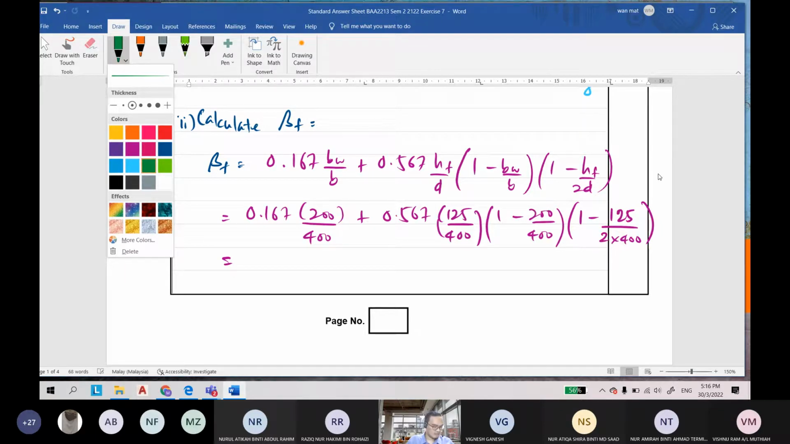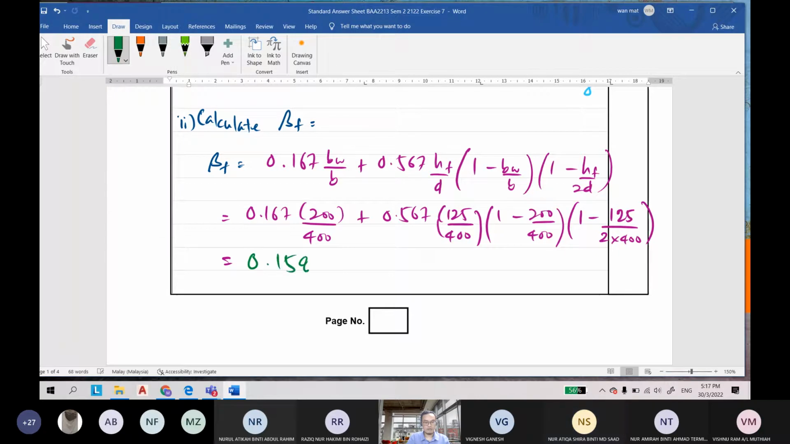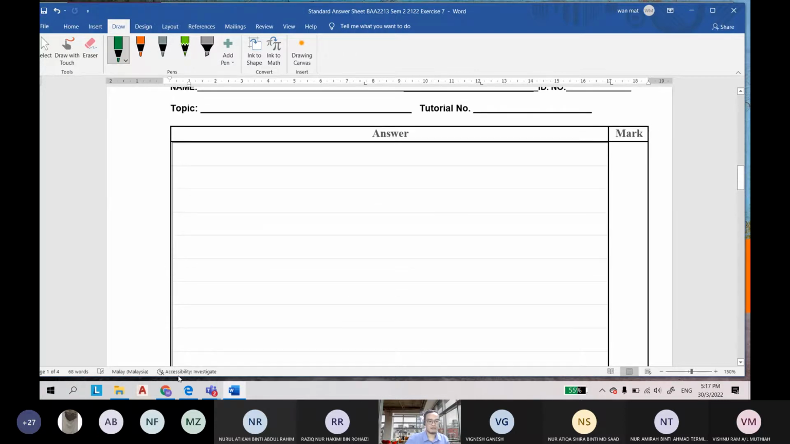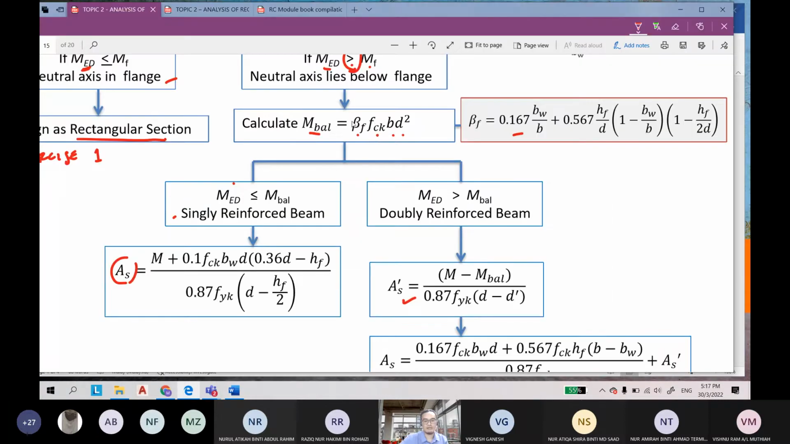Anybody have the answer? 0.158. Okay, good, 0.158. Thank you. Once you have the beta F, according to this step, you can calculate the M balance by using these equations.